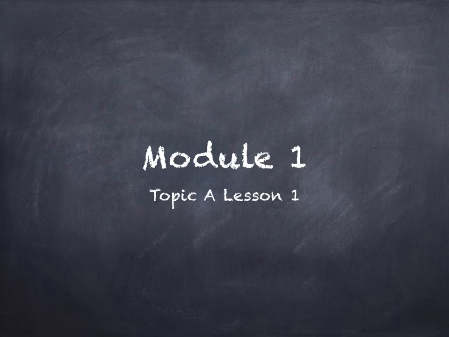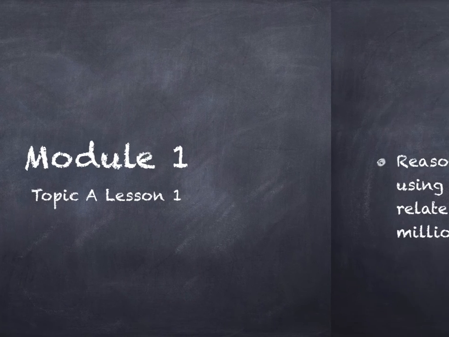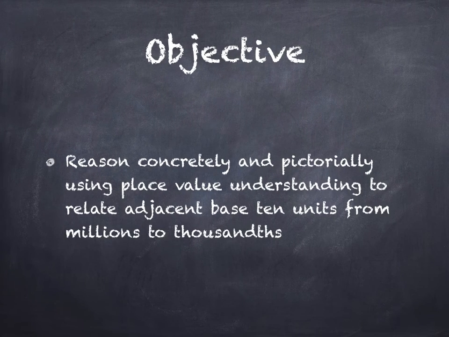Okay, so this is Topic A, Lesson 1 in Module 1. The objective of this lesson is to reason concretely and pictorially using place value understanding to relate adjacent base 10 units from millions to thousands.